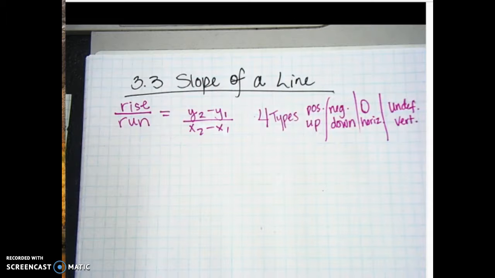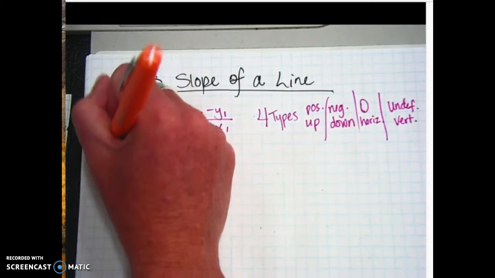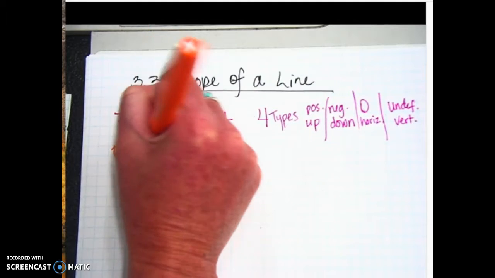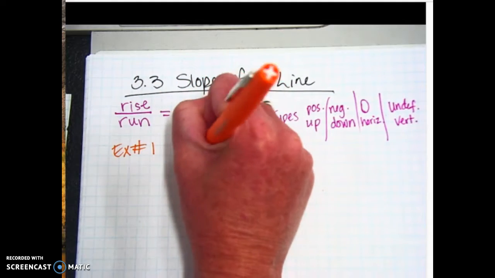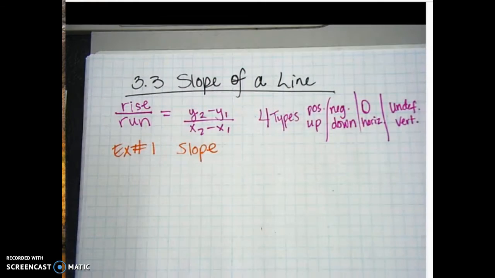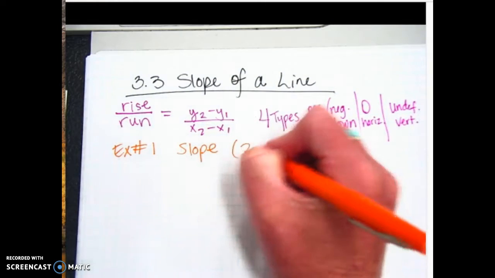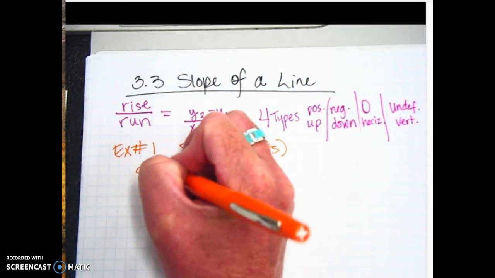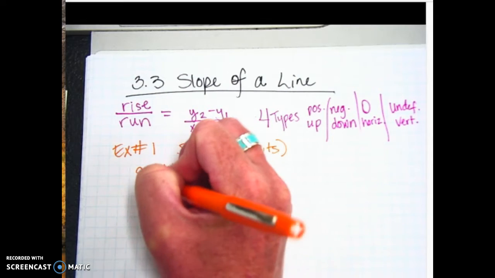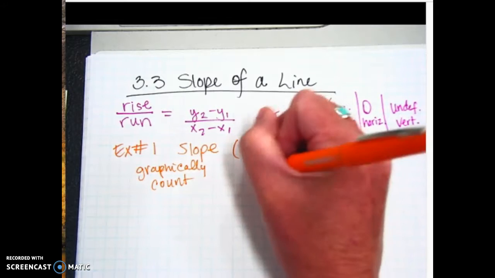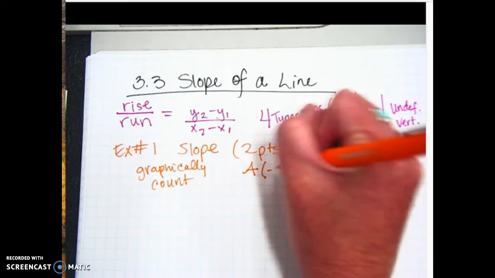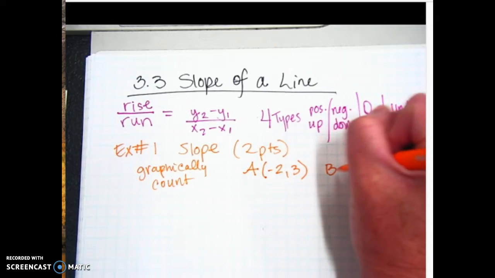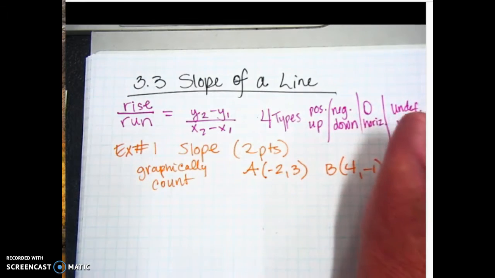Okay. So to calculate the slope of a line, there are 2 ways you can do it. We're going to do it algebraically when you're given 2 points. Okay? If you have a piece of graph paper, you could graph the 2 points and count the slope. So that's one option. So graphically, you would just count it. Okay? Plot your 2 points, count it. All right? Versus if I give you 2 points, A is going to be at negative 2, 3, and B is going to be at 4, negative 1.